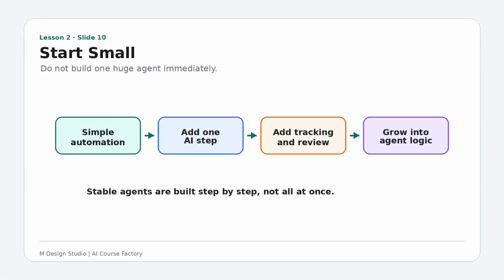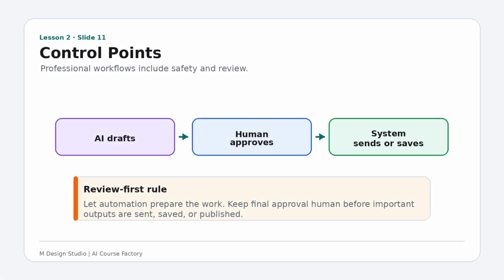This is also why beginners should not try to build one huge agent immediately. It is better to start with a simple automation, then add one AI step, then add tracking, review, and decision logic. That is how practical agents become stable. A professional workflow should always include control points. For example, the system can create a draft, but a human approves before sending. The system can classify a message, but a human checks important cases. This is how automation becomes useful without becoming risky.